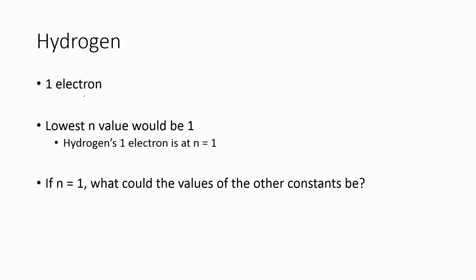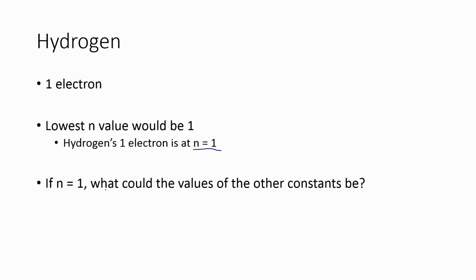So let's look at hydrogen. Its lowest n value would be 1. That's the lowest value we can have for n, right? It's 1 and 2 and 3. It's integers that start with 1. So the electron for hydrogen would be at n equals 1.